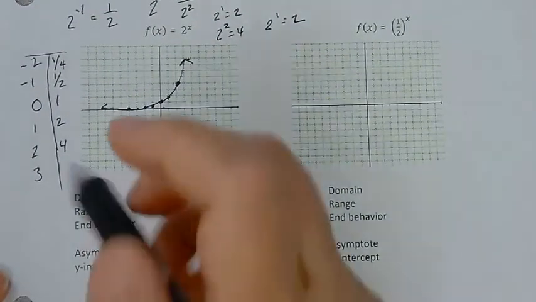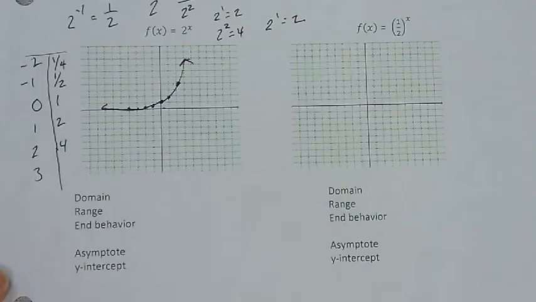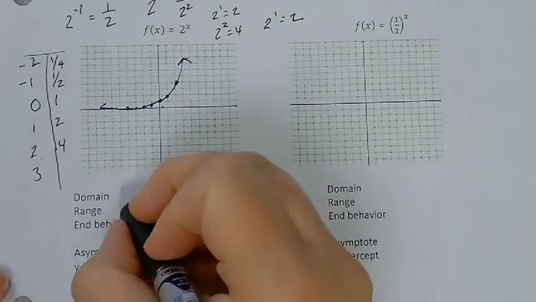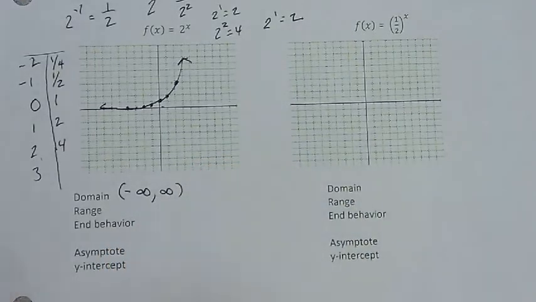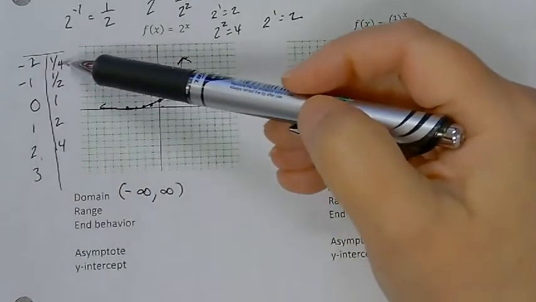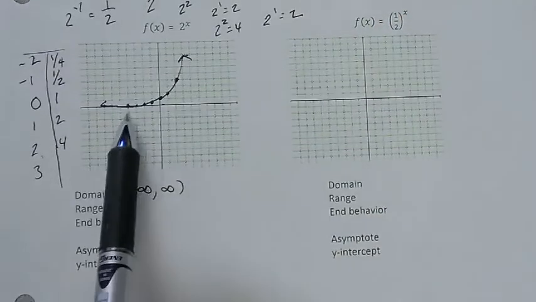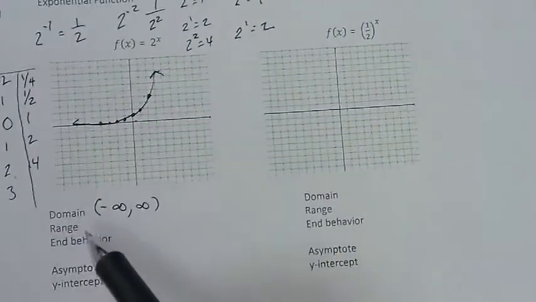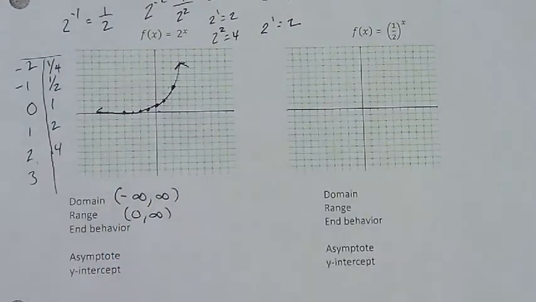So in this particular case, this one is rising as I move from left to right. It's increasing. It doesn't matter what values I put in for x. I can put in negative numbers, I can put in positive numbers. But look at the range, look at the output value. See how I get fractions and positive numbers? I never get 0. This graph will never go below this line. So the range is going to be 0 to infinity. And notice 0 has a parenthesis instead of a bracket because 0 will never be an output value.